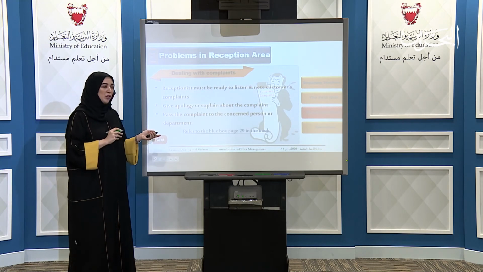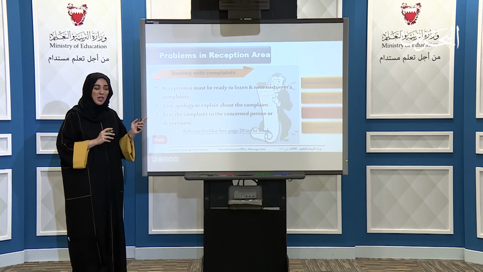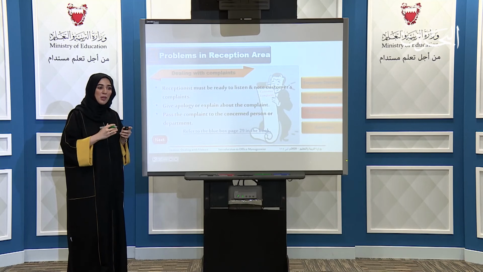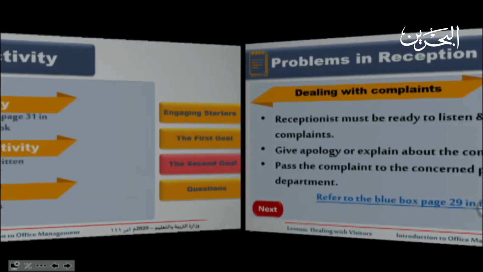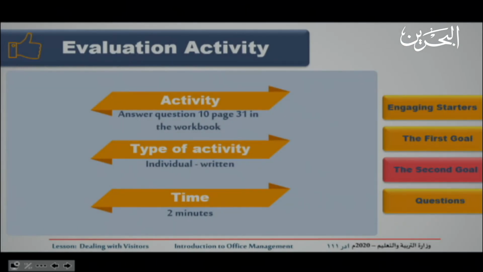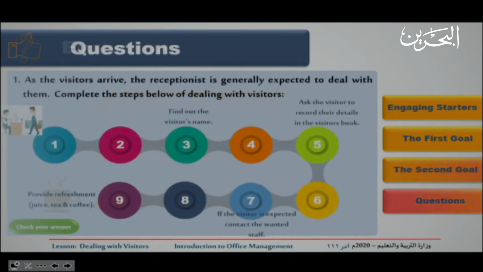You can refer to the blue box, page 29, in the book, where you can see more examples about the callers who call the company. You can answer question 10, page 31 in the workbook. Let's move on to the questions.